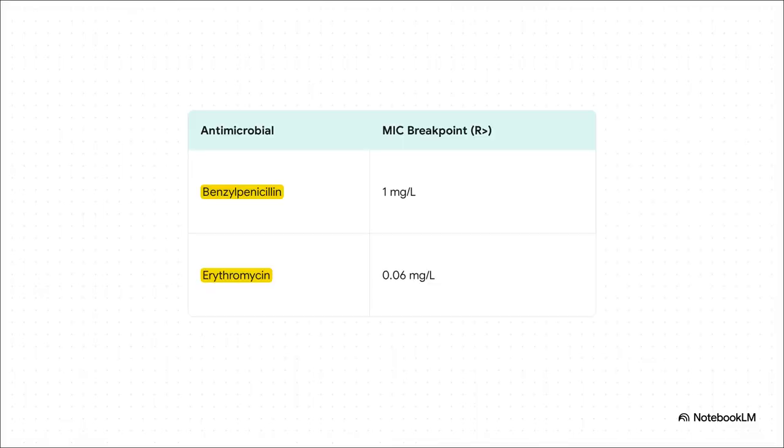Now let's talk antimicrobial susceptibility. If you look at the latest EUCAST breakpoints, they tell a really interesting story. Just look at the breakpoint for erythromycin. An MIC of just over 0.06 is considered resistant. That is an incredibly low number. It tells you that the wild-type organism is supposed to be exquisitely sensitive, which really underscores the importance of macrolides.